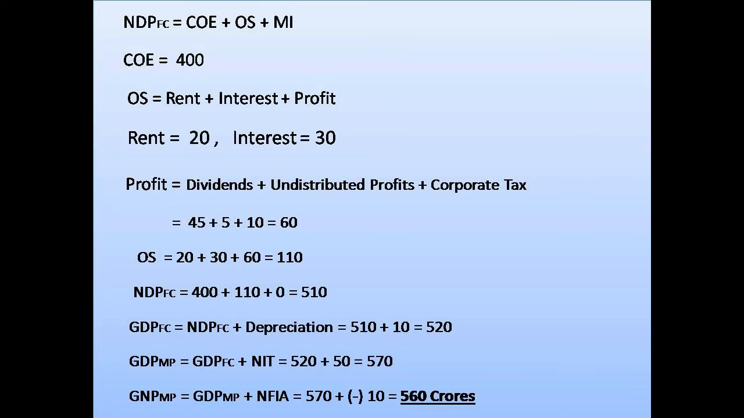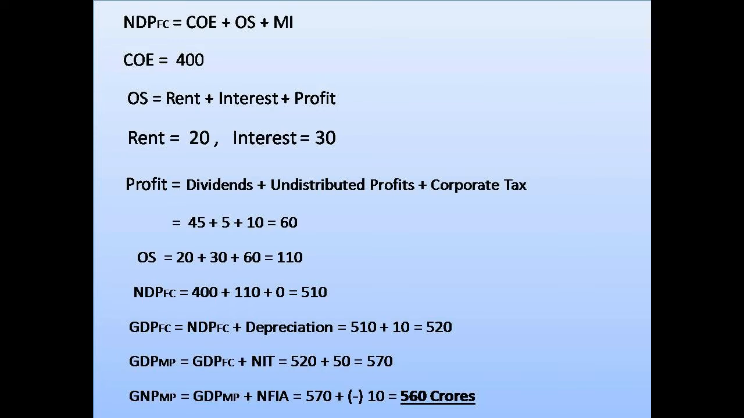So NDPFC is 510. So we have calculated NDPFC, but we are asked to find out GNPMP. So let us see how we can reach GNPMP. From NDPFC, we can calculate GDPFC. How? By adding depreciation. So GDPFC is equal to NDPFC plus depreciation. That means 510 plus 10. Consumption of fixed capital or depreciation is 10. So 510 plus 10 is equal to 520.